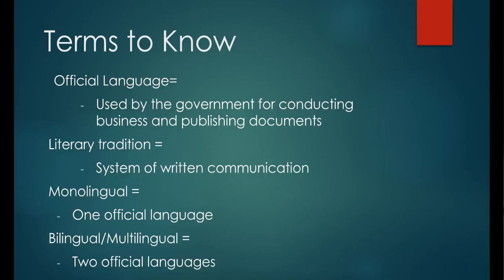to know: official language, used for government to conduct business, publish documents, everything they do in their daily life. Literary tradition, a system of written communication. So if you have your communication written down, whether it's a logogram or an alphabet, it's literary tradition. Monolingual would mean a country has one official language, and then bilingual or multilingual, you're going to have more than one official language, so two or more official languages.